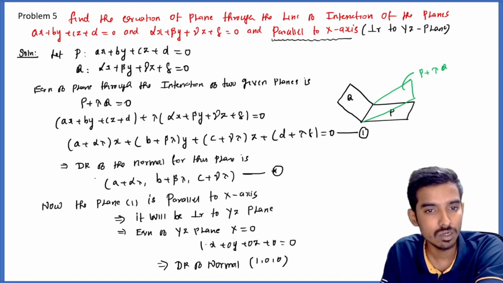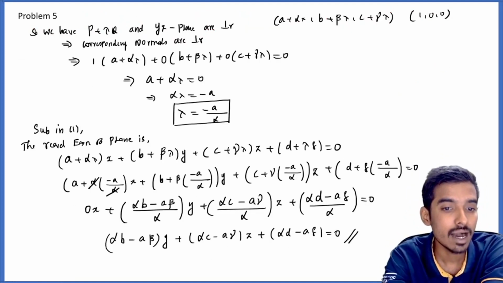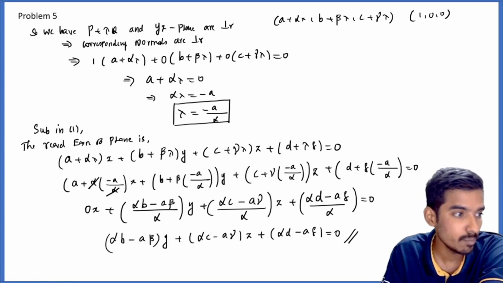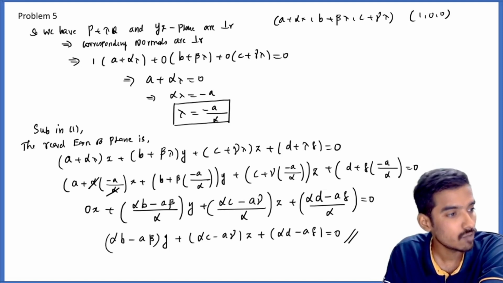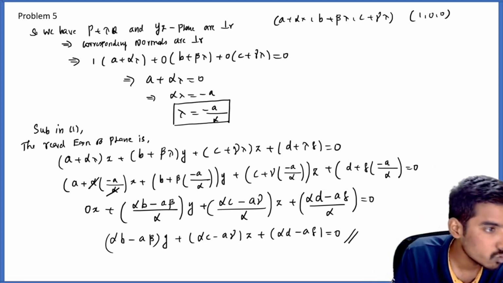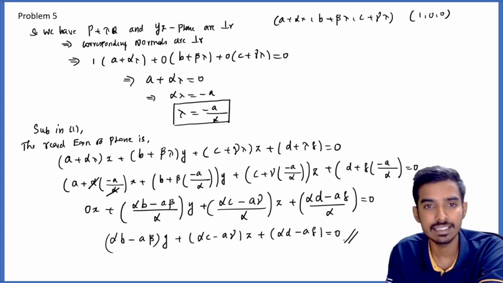Substitute that lambda is equal to minus a by alpha here. So the required equation of plane is alpha b minus a beta into y plus alpha c minus a gamma into z plus alpha d minus a delta is equal to 0. Yes, the answer is correct, right?